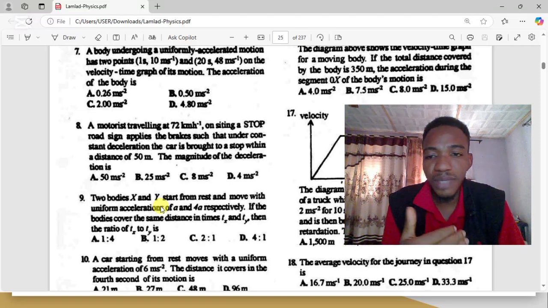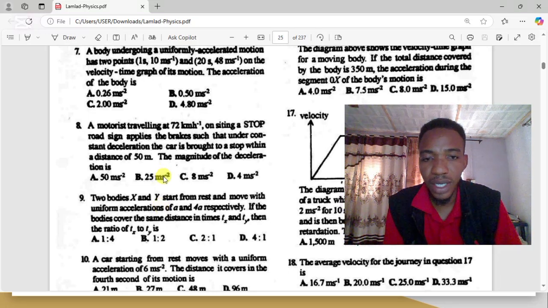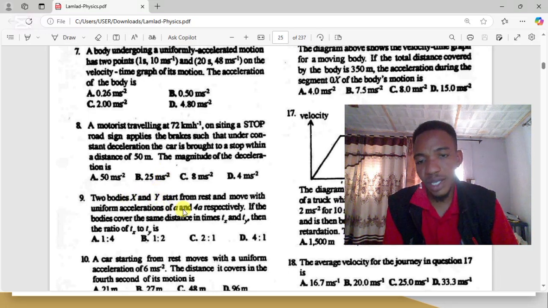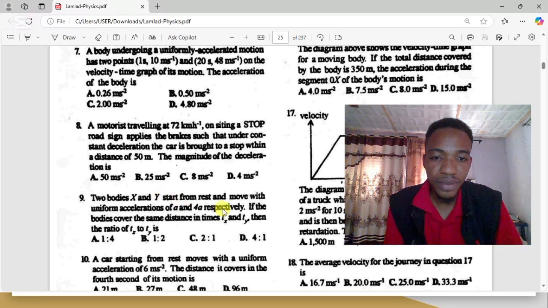Okay, so they said we have two bodies X and Y, and both bodies start from rest and move with uniform acceleration of a and 4a respectively. So X moves with a, Y moves with 4a. That is the acceleration given. If the bodies cover the same distance, that means the distance covered by both bodies is the same, let's call it whatever, they are going to cover the same distance.